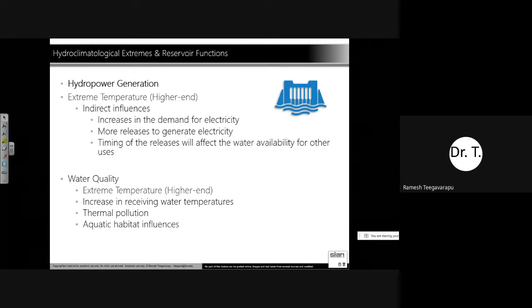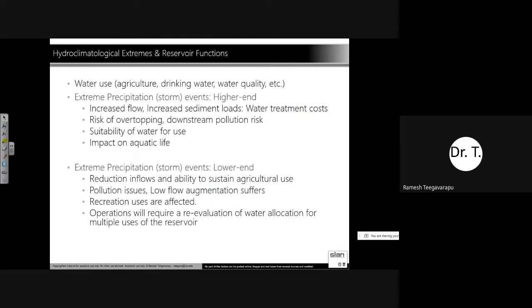Water quality: extreme temperature, again, will change the water quality. It will introduce thermal pollution. Aquatic habitat may die because the receiving water temperatures are high. For water use, agriculture, drinking water, and water quality, extreme precipitation will increase the sediment load. So that means we are adding more treatment costs. And then, of course, risk of overtopping, pollution risk, and suitability of water for use, because now there are more sediments because of the increased flows.